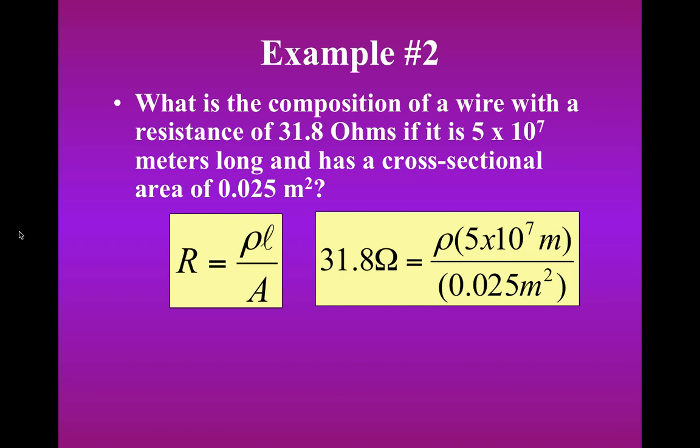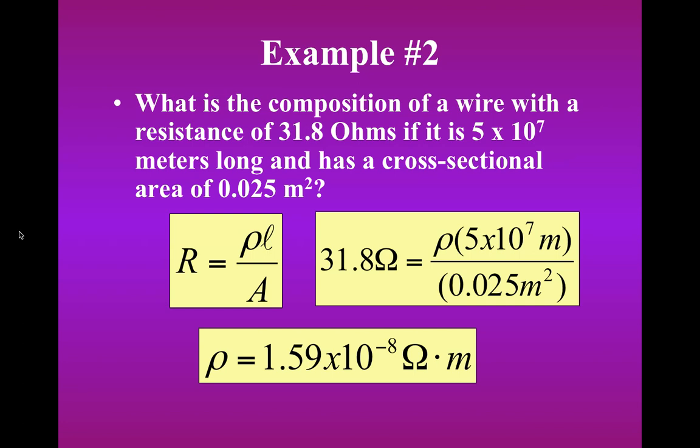When in doubt, put it over 1, 31.8 over 1. We cross multiply, solve, and we end up with 1.59 times 10 to the negative 8 ohm meters. That is the unit for resistivity. If you look on your resistance chart, you will see that this matches silver.